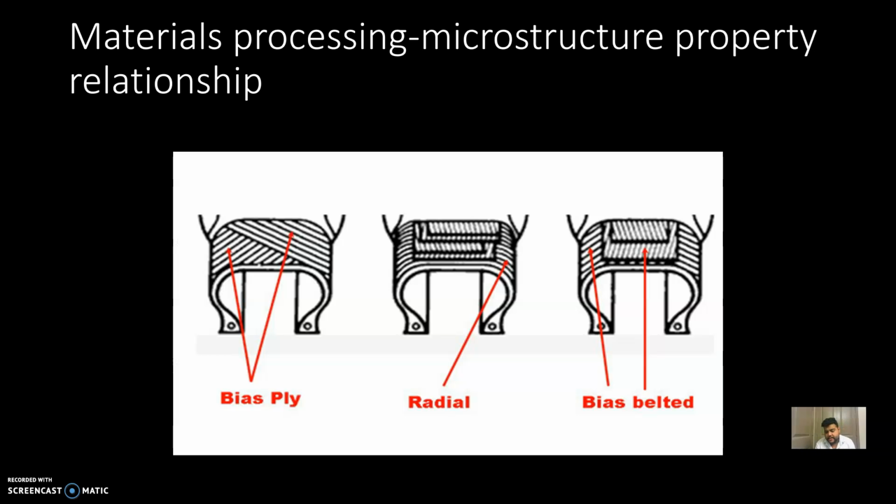So these are basically the three types of tires that I have described and how they are shaped and formed. For example, I have mentioned the layers, one on top of each other. Here on the left we have the bias ply tire. In the middle we have the radial ply tire, and for the third one on the right we have the bias belted ply tire.